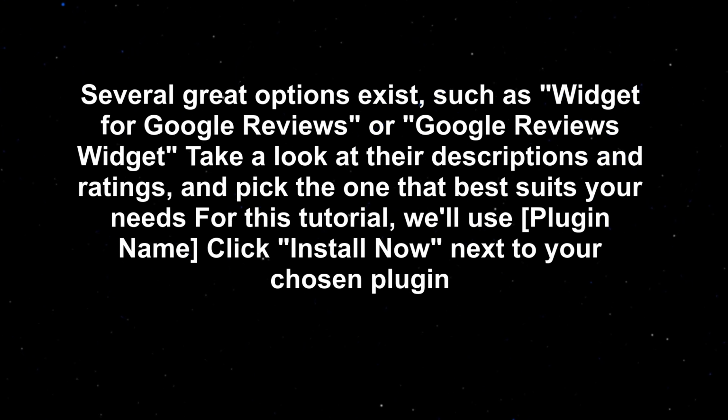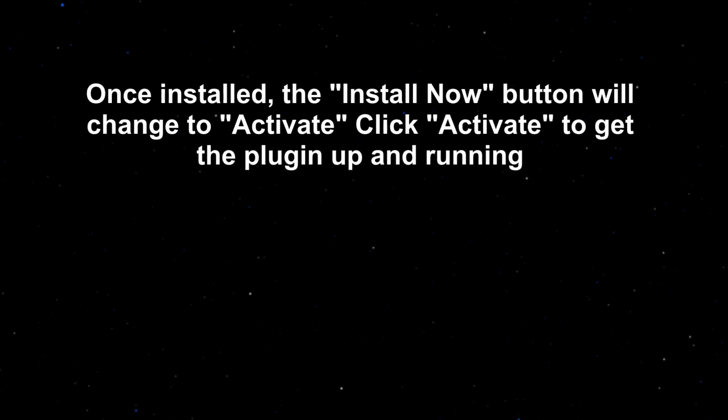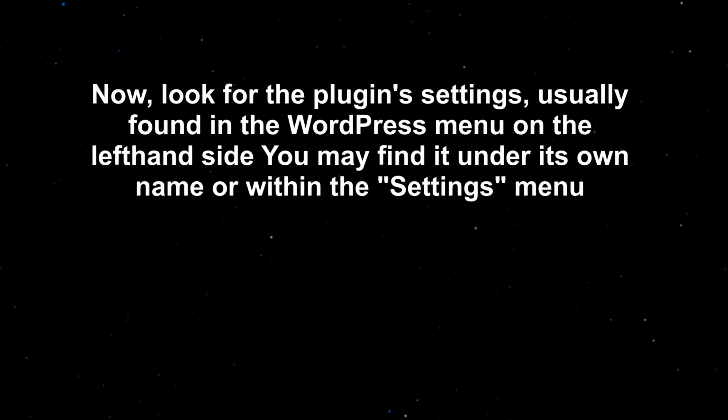Click Install Now next to your chosen plugin. Once installed, the Install Now button will change to Activate. Click Activate to get the plugin up and running. Now, look for the plugin settings, usually found in the WordPress menu on the left-hand side. You may find it under its own name or within the settings menu.